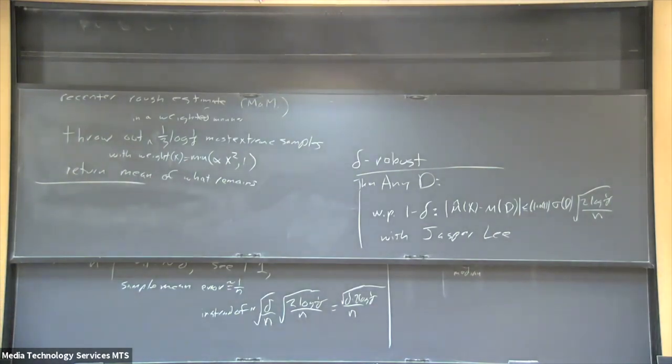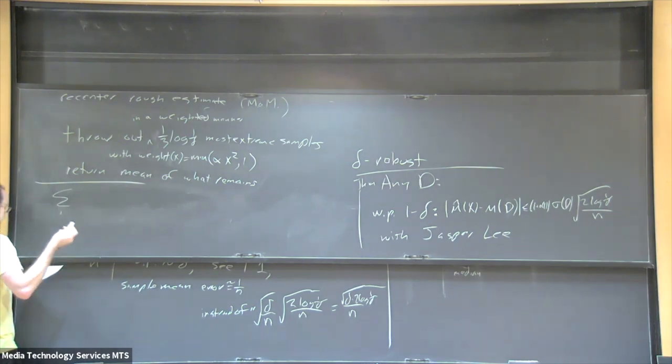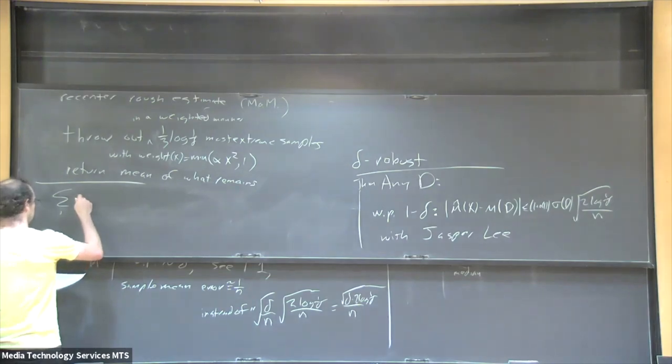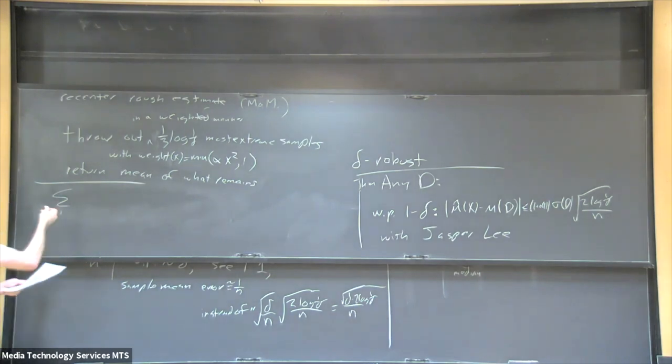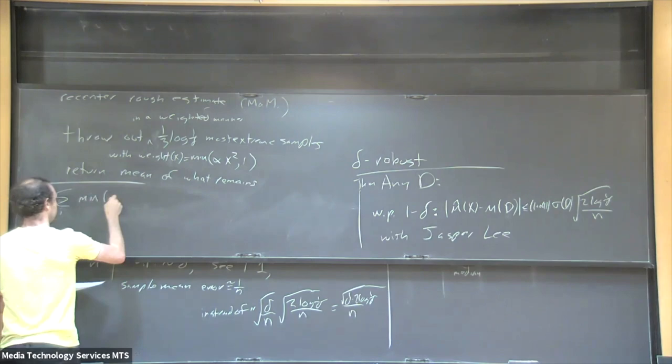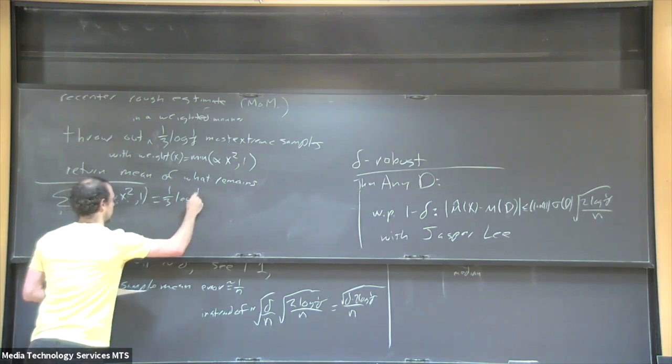This algorithm is defined by two equalities. The first condition is just that we're going to throw out a third log delta weight. So we throw out this much weight from sample X: the sum over all samples i of the amount we throw out from sample i, the min of alpha x_i squared, comma one. This thing is going to equal a third log one over delta.